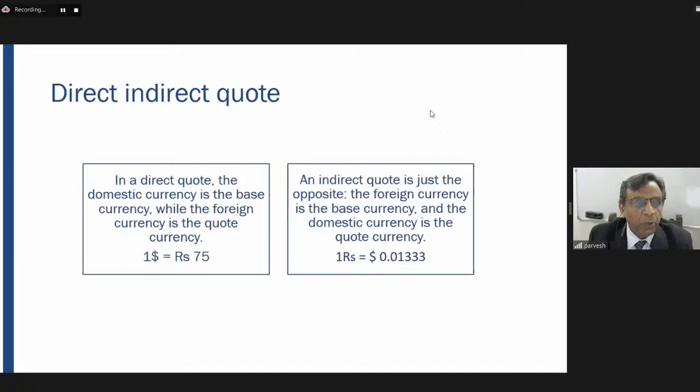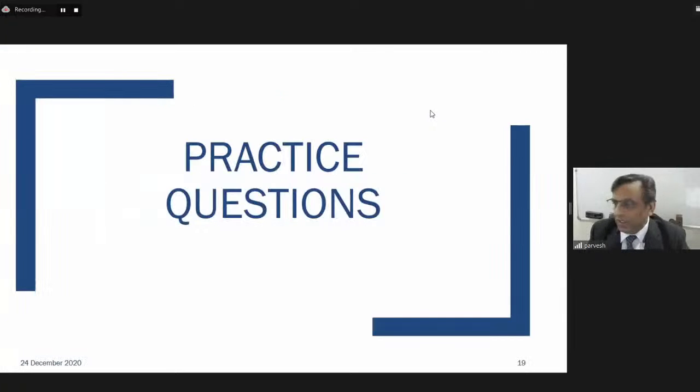An indirect quote is just the opposite. The foreign currency is the base currency, and the domestic currency is the quote currency. Like 1 rupee is equal to so much dollar. So the domestic currency becomes the quote currency, meaning it is quoted in terms of rupees. Okay, fine. Now let's understand some questions.